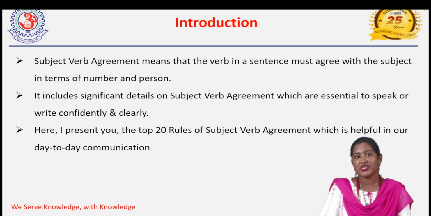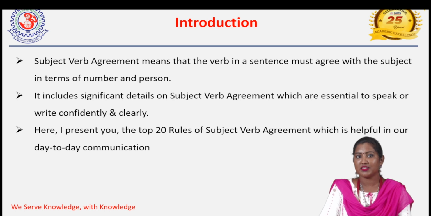First, we need to know what is meant by subject verb agreement. Any verb in a sentence must agree with the subject in terms of number and person. This is a common understanding of subject verb agreement. And why is this important?